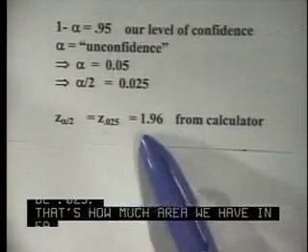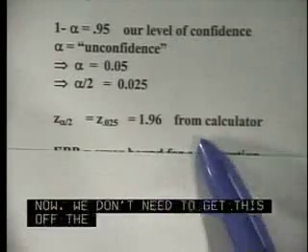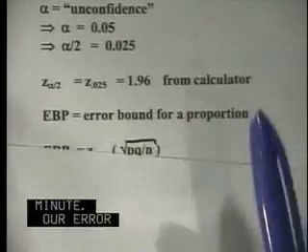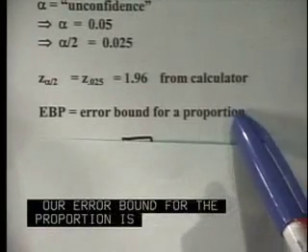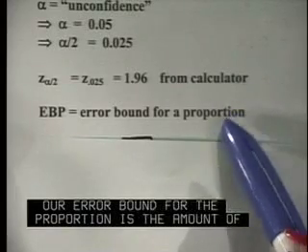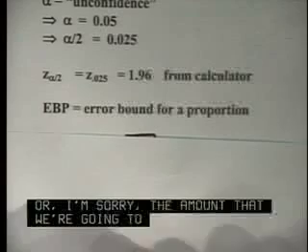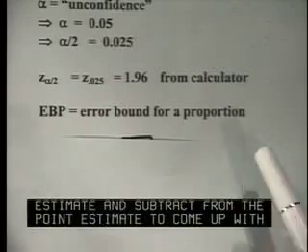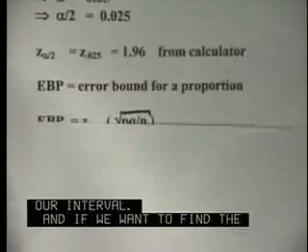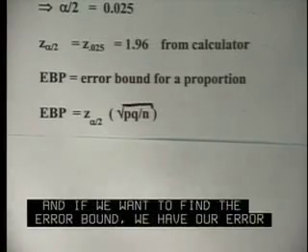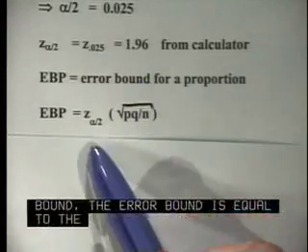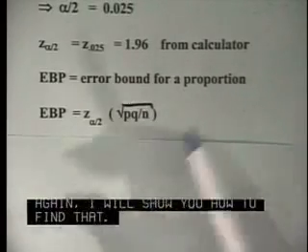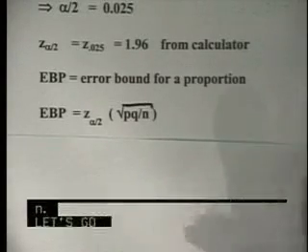Now, we don't need to get this off the calculator, but I will show you how to do it in just a minute. Our error bound for the proportion is the amount that we're going to add to the point estimate and subtract from the point estimate to come up with our interval. The error bound is equal to the z-score, which is, in this case, 1.96, again I'm going to show you how to find that, times the square root of pq over n. So let's go over a little bit of this on coming up with this.